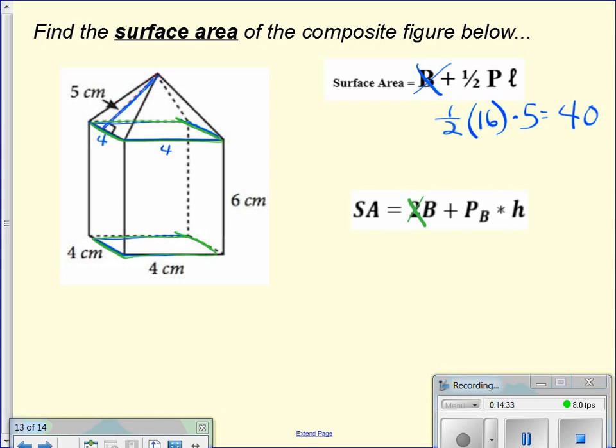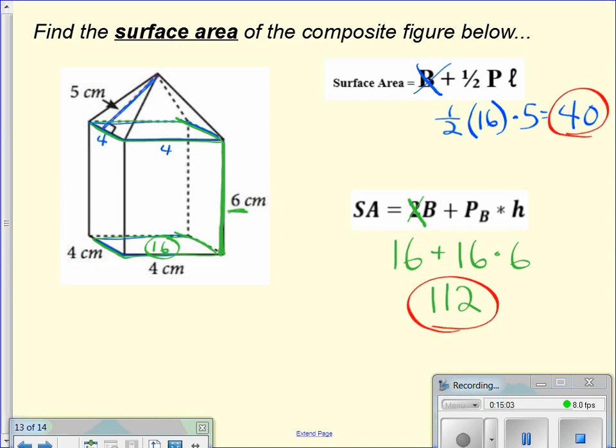My base area being 4x4 or 16, so plug in the formula, instead of 2 bases again, I just have the 1, plus the perimeter of the base happens to also be 16, times the height, which is the height of my prism, or the distance between the 2 bases I've chosen, which is 6. So 16 plus 16 times 6 is 112. And the last thing I want to do is take this plus this. Find the sum of them, and I'm done. 40 plus 112 gets me 152, unit being centimeters squared.